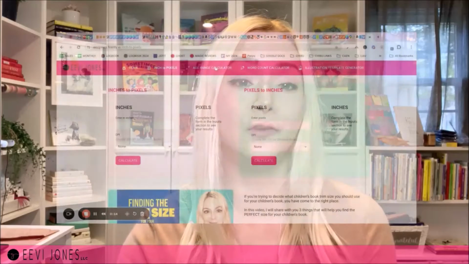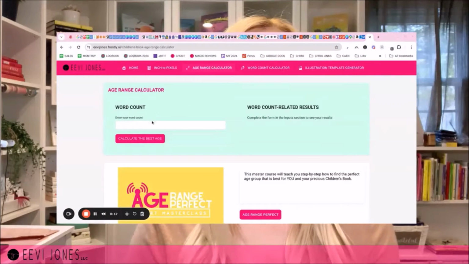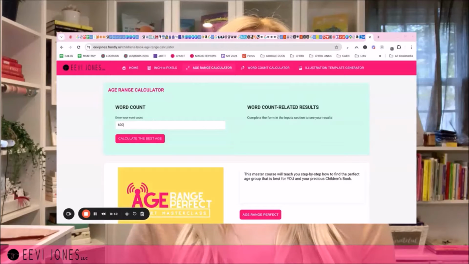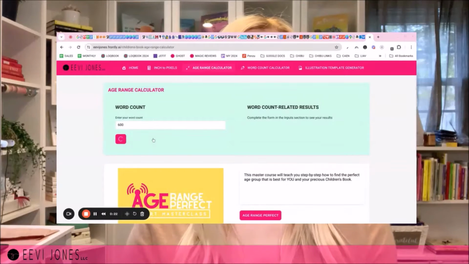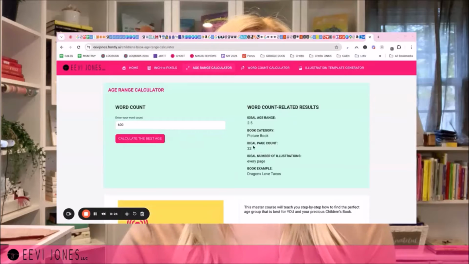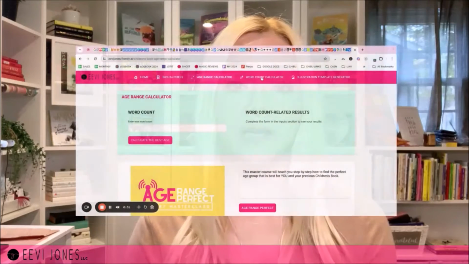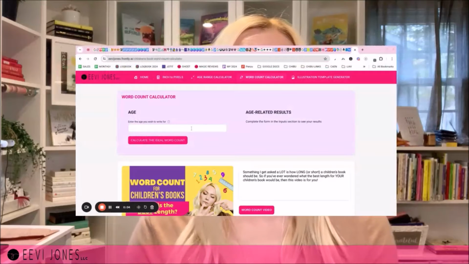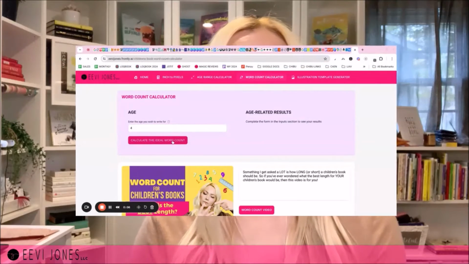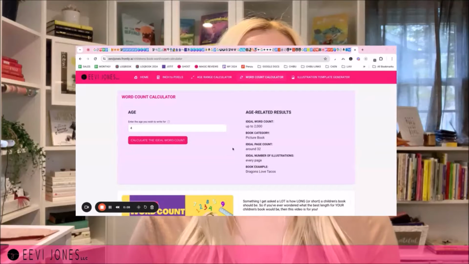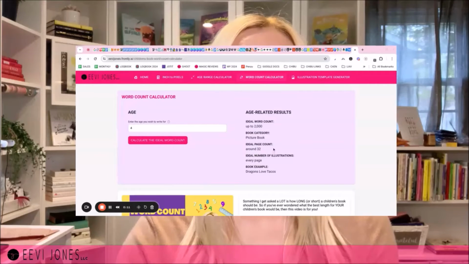Now, if we want to just get a rough idea of how long our book should be in terms of the page count and the word count, we can use my new calculators I created specifically for us children's authors over on my site. On my age range calculator, all we need to do is enter the word count of our story, and it will show us the ideal page count along with the ideal age group. And we can also use my word count calculator by selecting it in the top menu bar. Here, all we need to do is enter the age we would like our story to be for, and it will show us the ideal page count again, along with the ideal word count for that specific age.